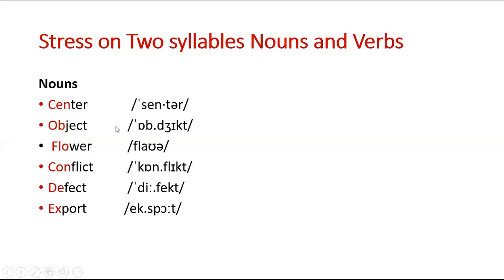Now let's have a look at these examples. Center, object, object. Now there are two pronunciations for this one. Flower, flower. Conflict, conflict. Defect, defect. Export, export.